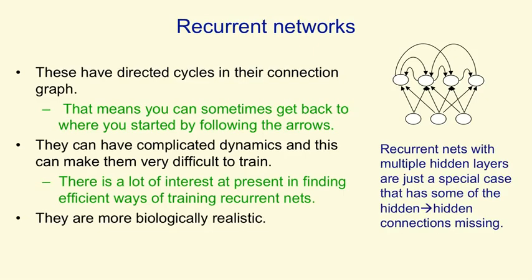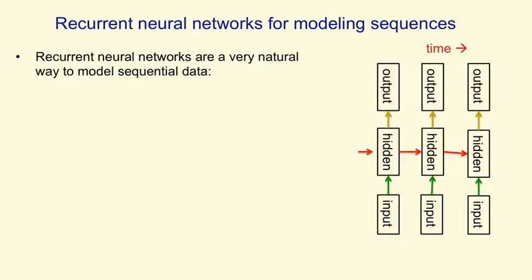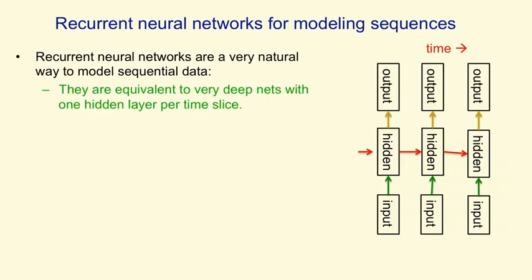Recurrent neural networks with multiple hidden layers are really just a special case of a general recurrent neural network that has some of its hidden-to-hidden connections missing. Recurrent neural networks are a very natural way to model sequential data. So what we do is we have connections between hidden units, and the hidden units act like a network that's very deep in time. So at each time step, the states of the hidden units determine the states of the hidden units at the next time step.